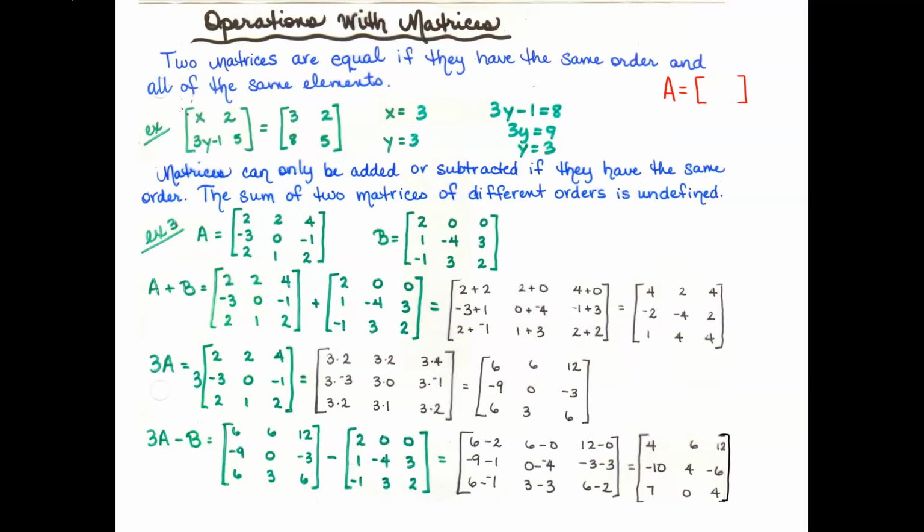If we were going to subtract, we would do the exact same thing, except we would subtract. So we would say 2 minus 2 is equal to 0 for the first row, first column. And 2 minus 0 is equal to 2. And 4 minus 0 is equal to 4. And that would be our first row. So adding and subtracting work the exact same way.